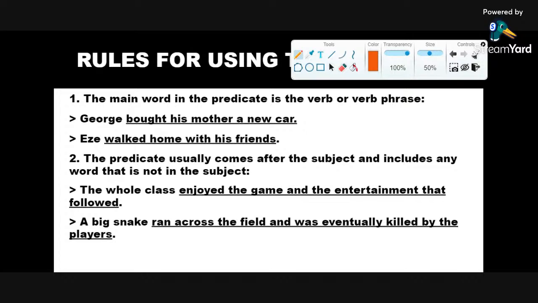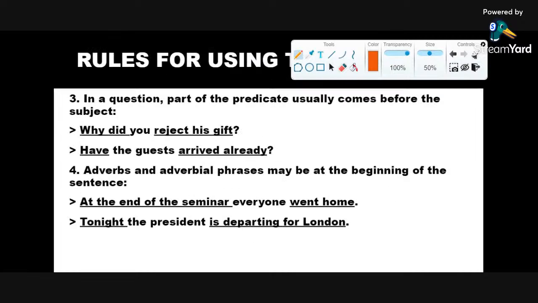Now let's move on and look at other rules. For using the predicate, rule number 3, in a question, part of the predicate usually comes before the subject. When you have a question, that's what happens. For example, why did you reject the gift?